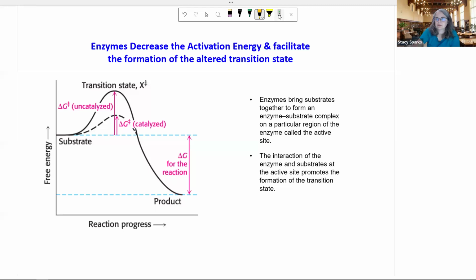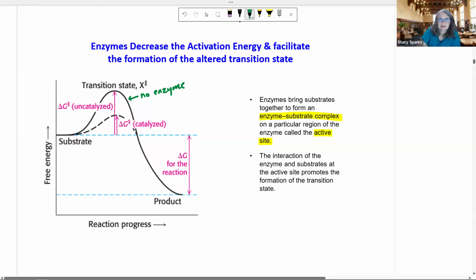So really here, we just want to look at some definitions because we're going to be looking at these a lot more. So enzymes bring substrates together to form an enzyme substrate complex. The two of them bonded together in some way in a region called the active site. We're going to look at that a lot more. So when we look at these charts, what we see is we've got our uncatalyzed reaction, so no enzyme. And then we have our catalyzed reaction, our enzyme.